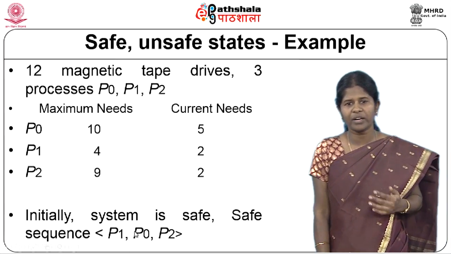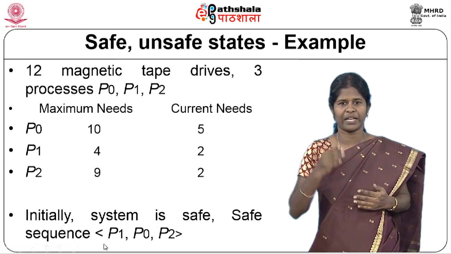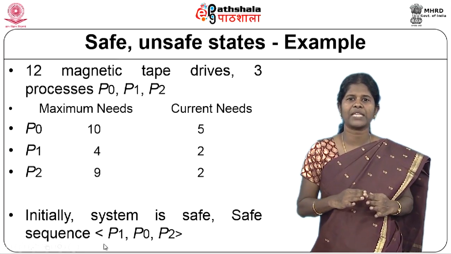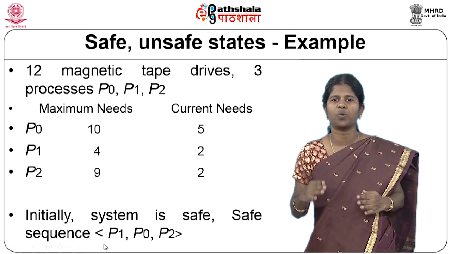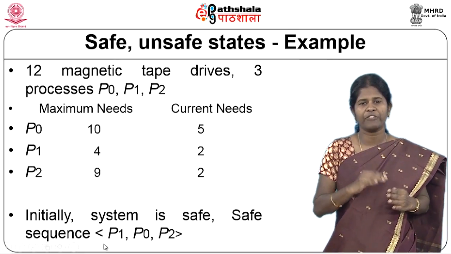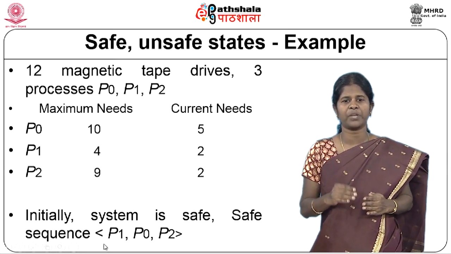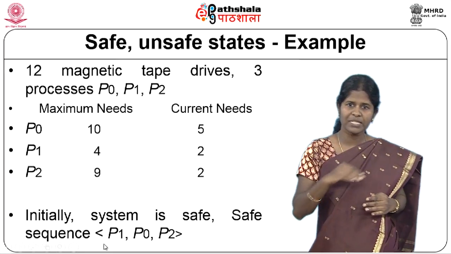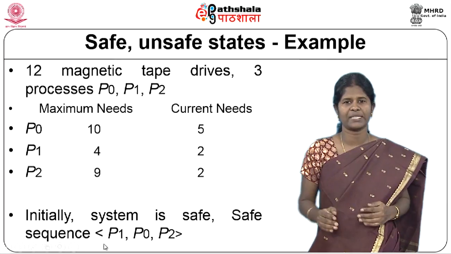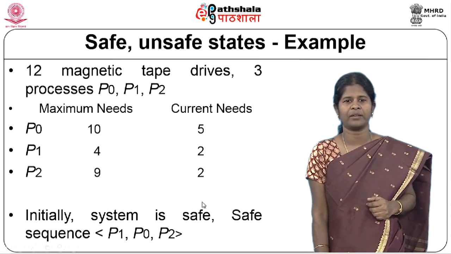So, if you assign in this order, that is, P1 first, then P0 and then P2, you can see that the system will not get into a deadlock situation at all. The system will be safe if resources are assigned in the order of P1 first, P0 and then P2. So, this order, P1, P0 and then P2, is called a safe sequence in the system.